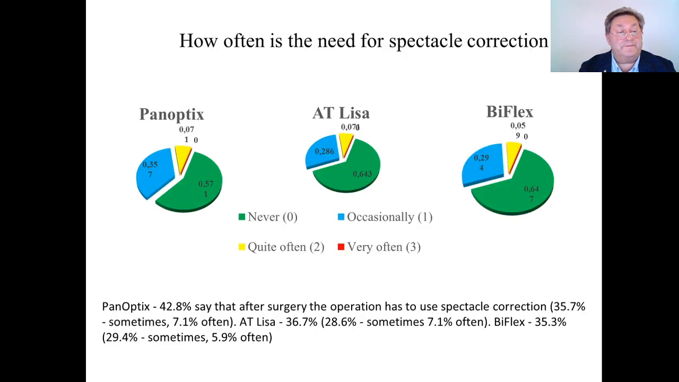the pupil. Panoptics 42% say that after the operation they have to use spectacle correction, 35% sometimes, 7% often. At At Lisa 36%, 28% sometimes, 7% often. B-flex 35%, 30% sometimes, and 5.9%, near 6%, often.